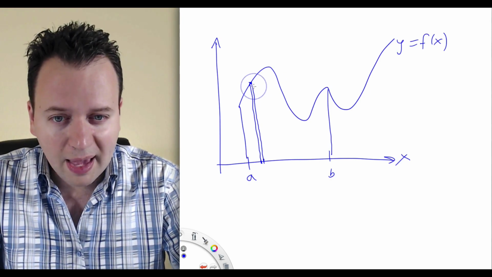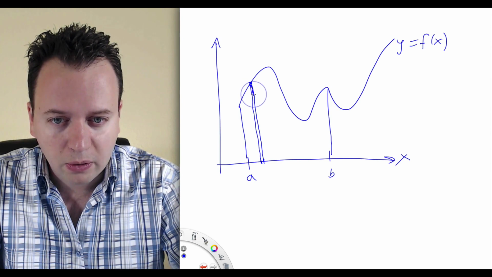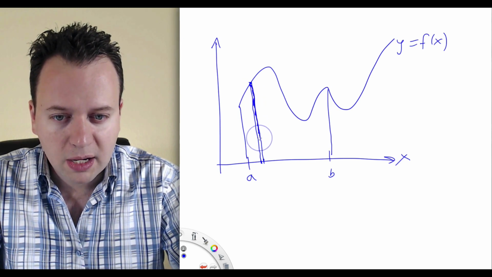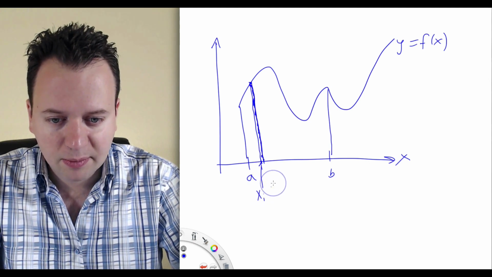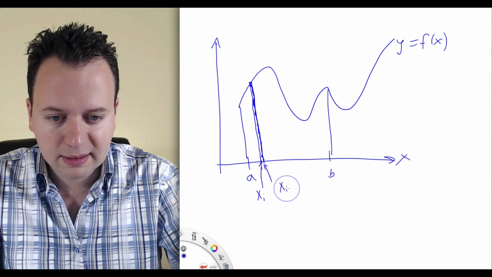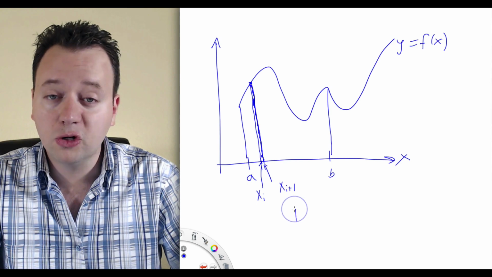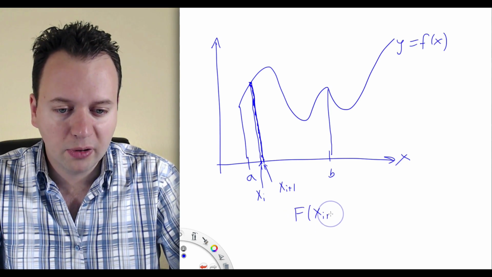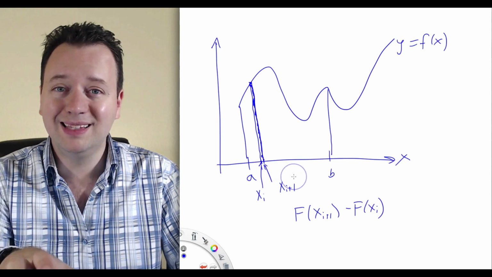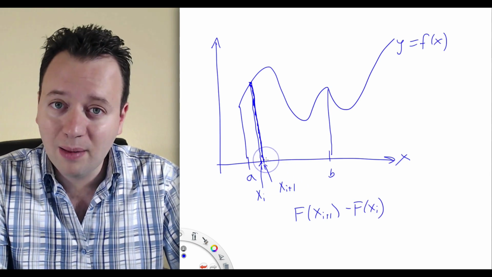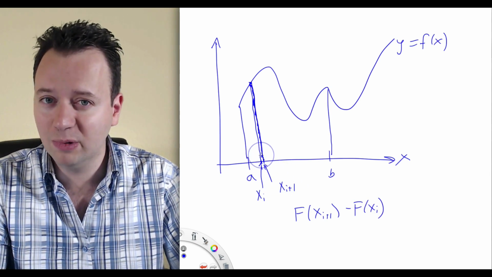Well, that means that the area of this thin little rectangle, let's say between x sub i and x sub i plus 1, should just equal capital F of x sub i plus 1 minus capital F of x sub i. So in other words, it's the difference between the right endpoint and the left endpoint, approximately, right?